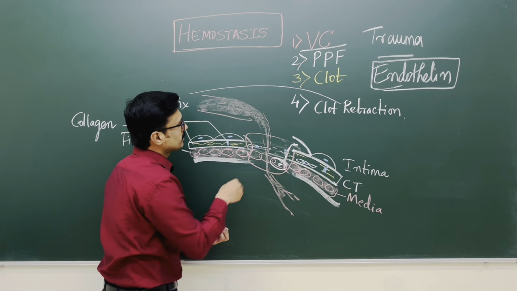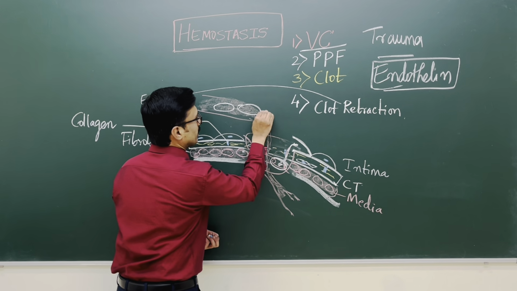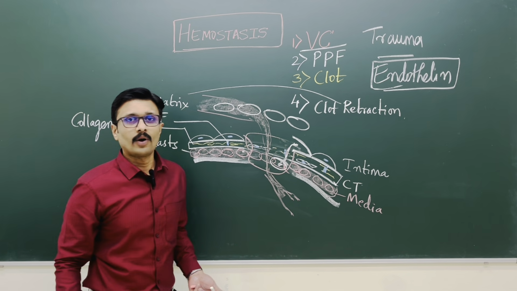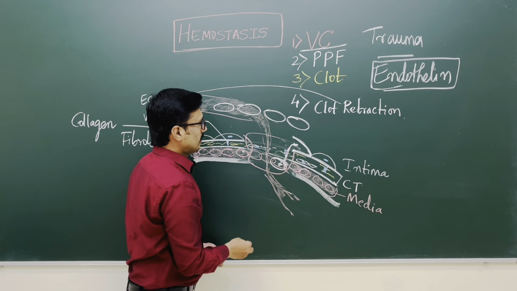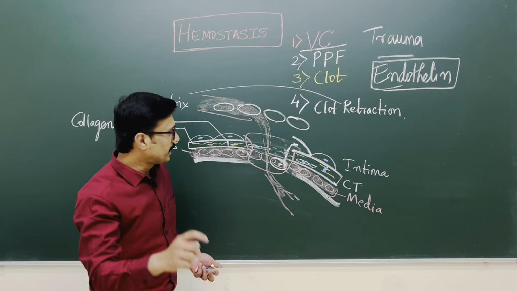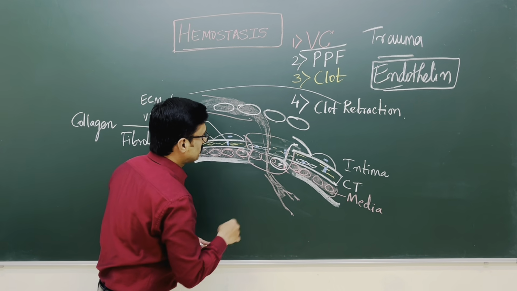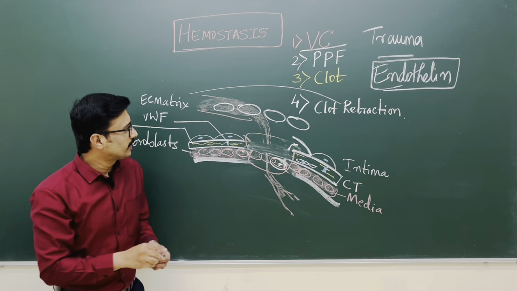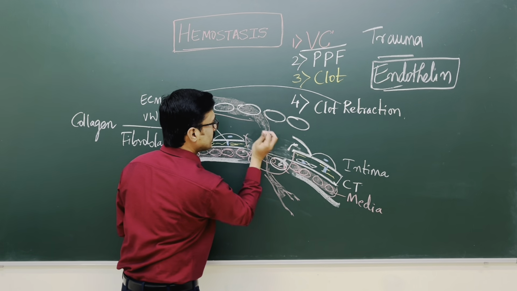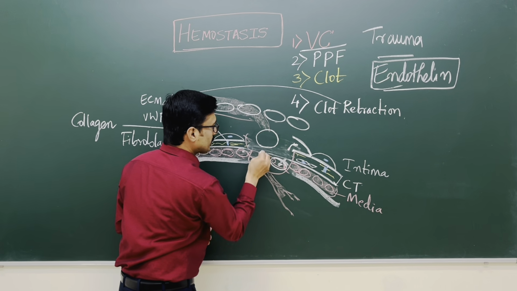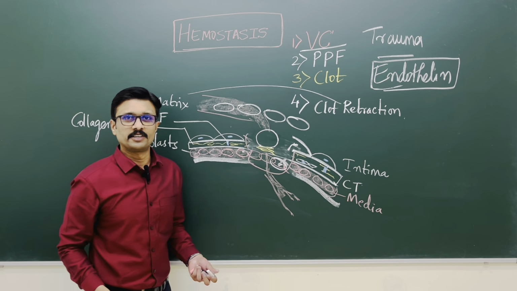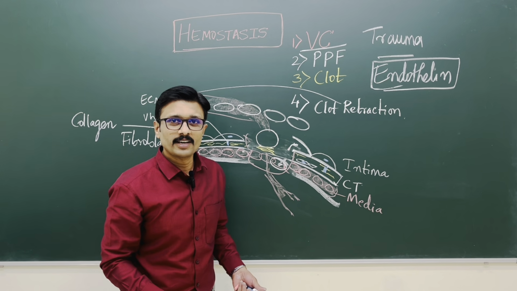And also the platelets which are in circulation. See, the platelets were in circulation, in inactive form. Because of the damage, now what happens? These platelets can bind to the exposed collagen, and the platelets binding to the collagen fibers get activated.